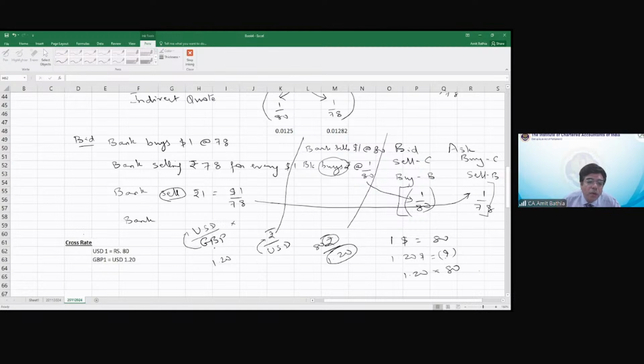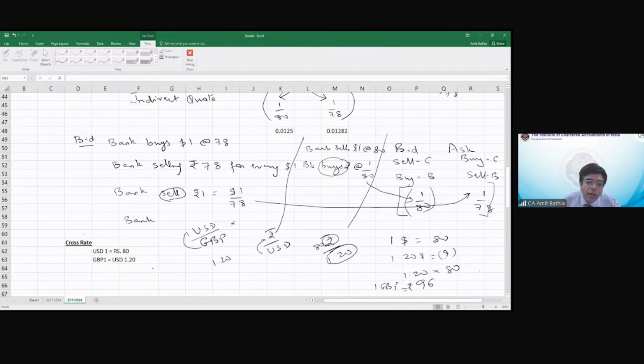Exactly what I was talking about: when you are going up the ladder, you multiply, right? So here you will get 1.20 into 80 as 96 rupees. So you will find 1 GBP is equal to rupees 96, right?